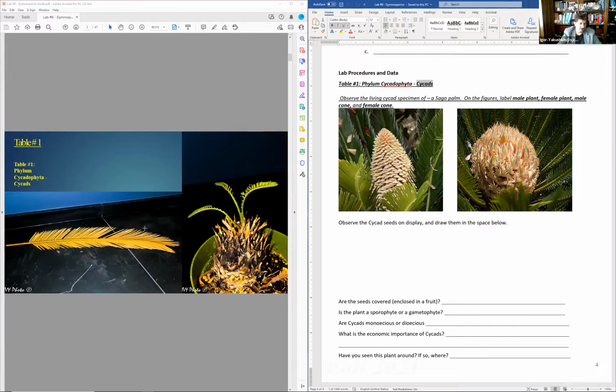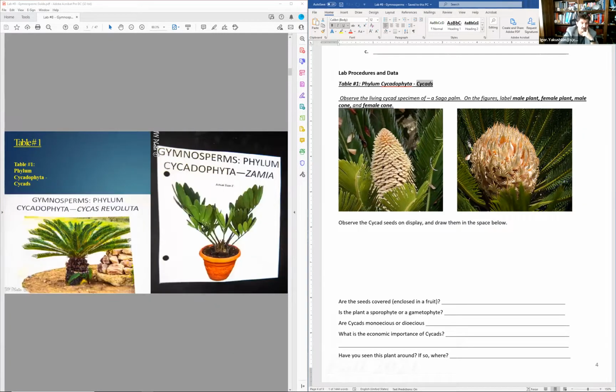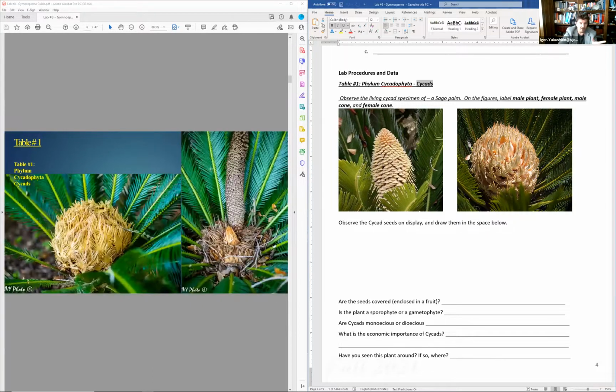This is the frond, the compound leaf, of the sago palm, and this is how a sago palm looks like. I think it was my neighbor's sago palm before it died during the freeze. So in this particular case, yes, this is the sago palm, and here we go. This is the male cone.